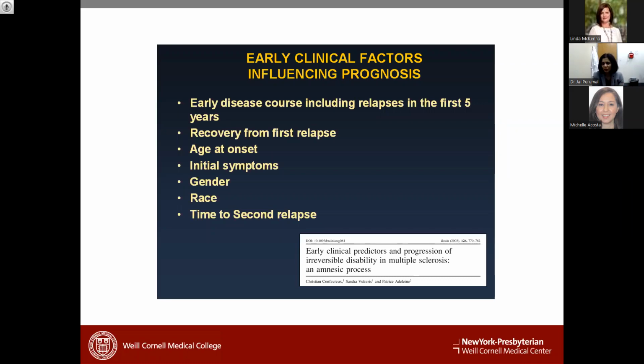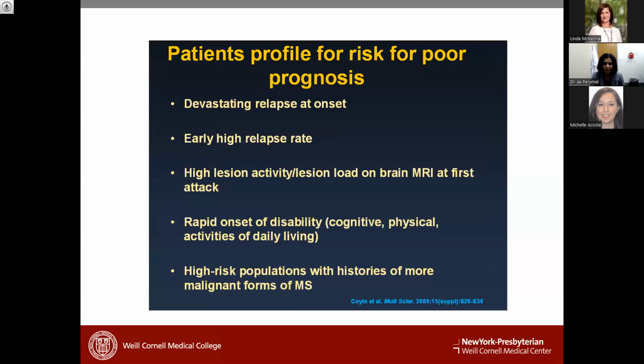Gender, because primary progressive is more common in the male population, that can cause more problems with gait. Race is another thing. African Americans have been shown to have a worse prognosis, both in terms of how they do clinically and on MRI as well. And the last one, time to second relapse, is like the initial point. If patients are having back-to-back relapses, they tend to do poorly.